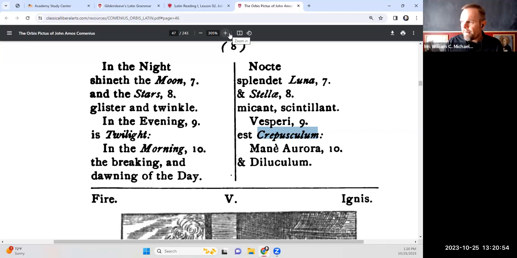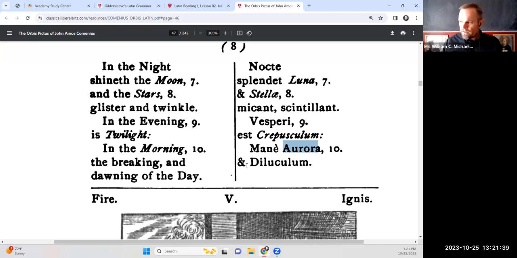Twilight. Okay. Then mane means in the morning. Mane means in the morning. Aurora. Aurora is the dawn. That's when the sky begins to change color before the sun rises. If you've ever been up early in the morning when it's still dark, before the sun comes up, you notice the sky just begins to change color. That's aurora. That's the dawn or the breaking of the day. And diluculum refers to the time when the sun actually rises, I believe. So the sun is actually up above the horizon.